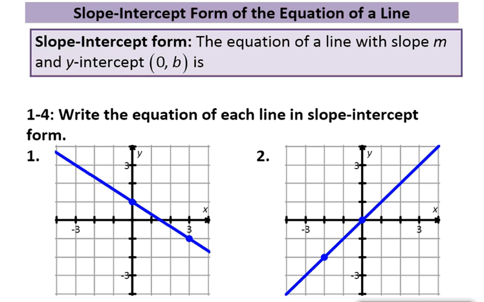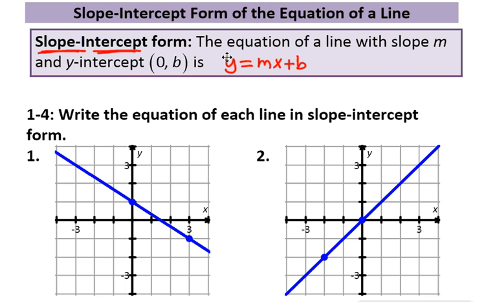So we'll start off with a definition, slope-intercept form, which is the equation of a line with slope m and y-intercept b. So the y-intercept is the point (0, b), and that is y equals mx plus b. That's called the slope-intercept form. So remember the name, it's a definition. Might need that on that next vocabulary quiz. So write the equation of each line in slope-intercept form.